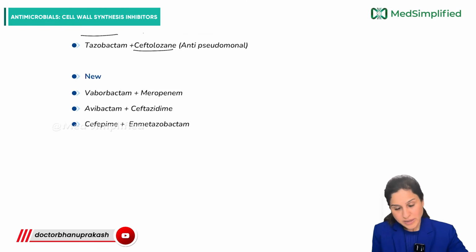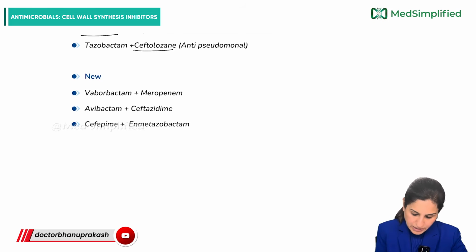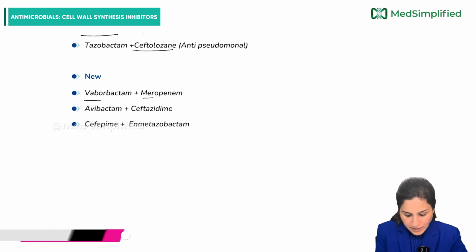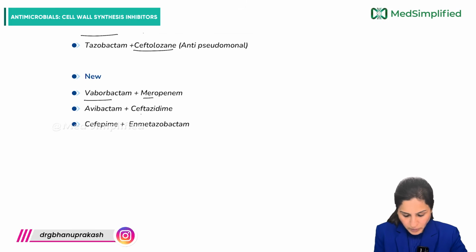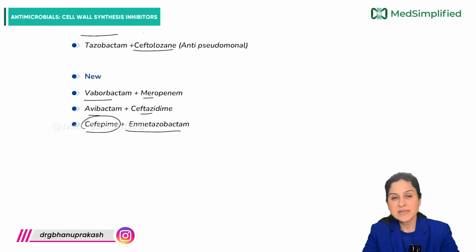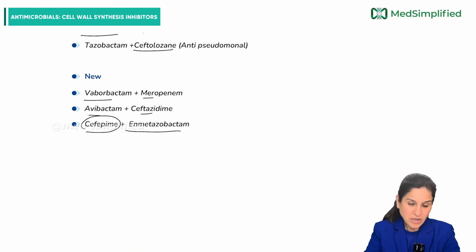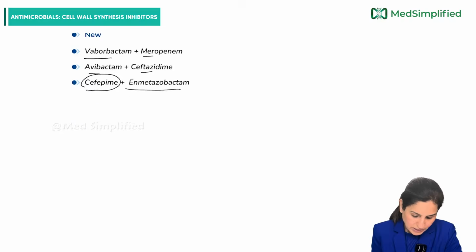Then we have some newer examples of suicide inhibitors along with other drugs. For example, with meropenem, we have vaborbactam. With ceftazidime, we have avibactam. And with cefepime, we have enmetazobactam. So these are some newer combinations which are in the market, and you should know about them.